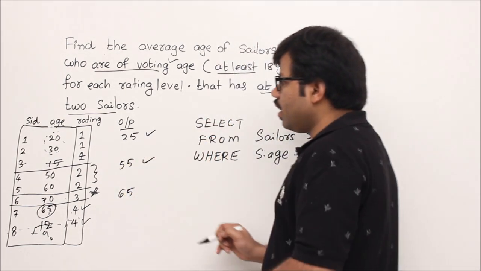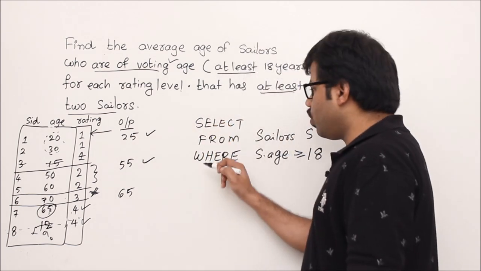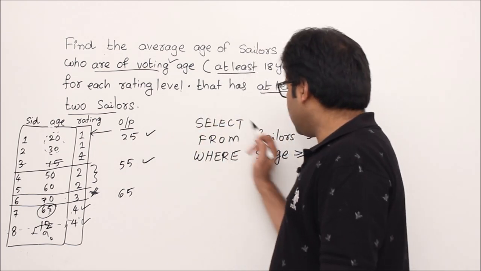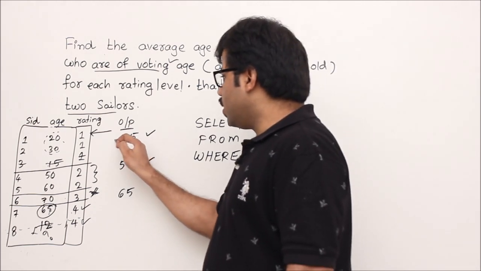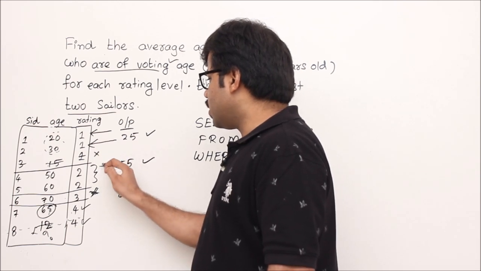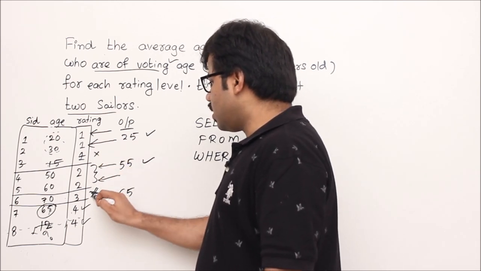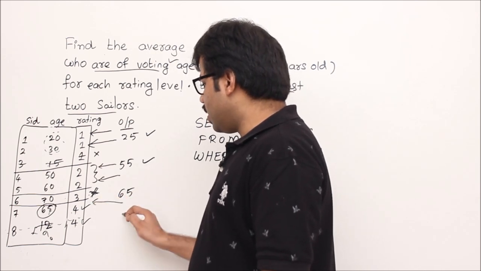Let me blindly show the output by them. This query's output we will see so far. Sailors is taken, then people with S.age greater than or equal to 18 will be taken. This person, and he will be rejected. This person, then this tuple will be rejected. So yes, we want this tuple and this tuple.